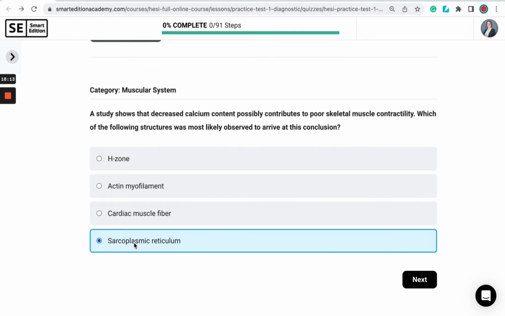The sarcoplasmic reticulum surrounds the myofibrils in the skeletal muscle fiber and houses a certain concentration of the calcium ion. Decreased levels of calcium in this structure can affect the muscle contraction, which can lead to poor skeletal muscle contractility.